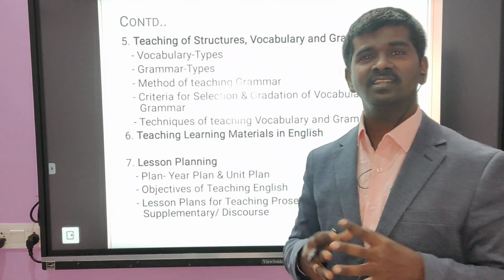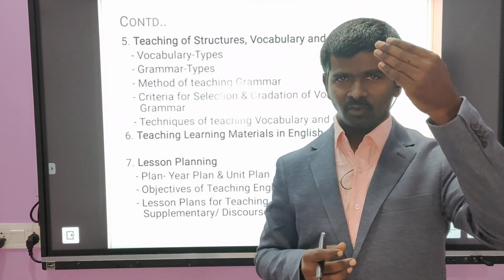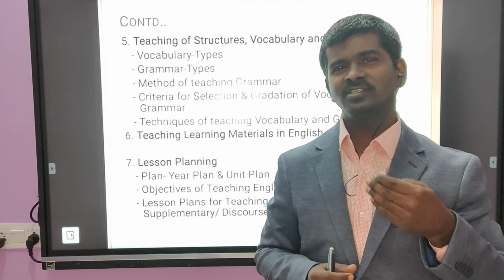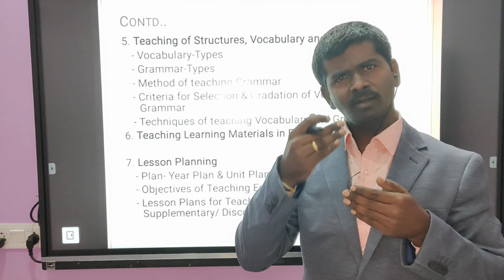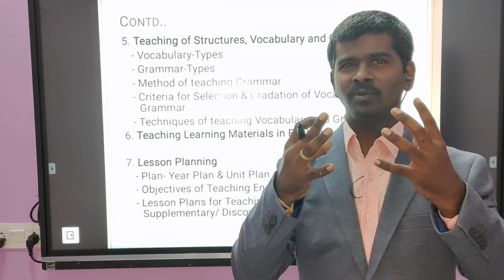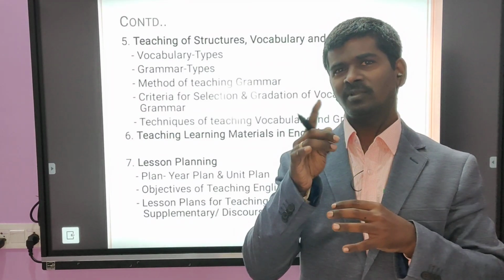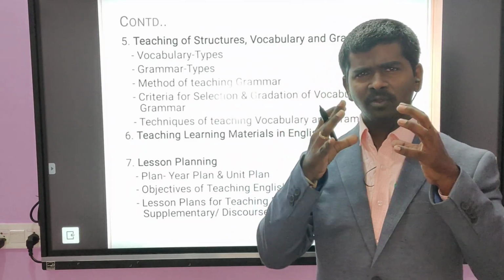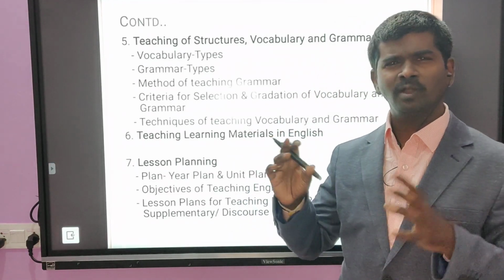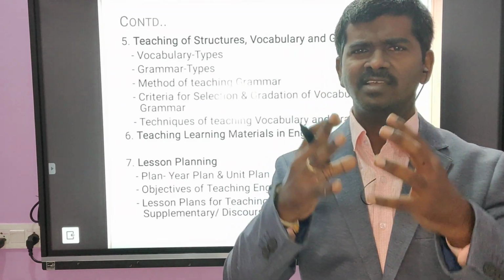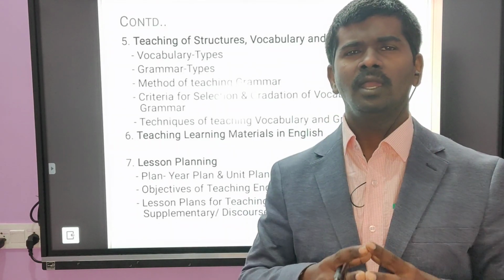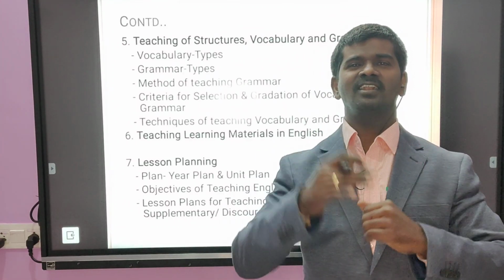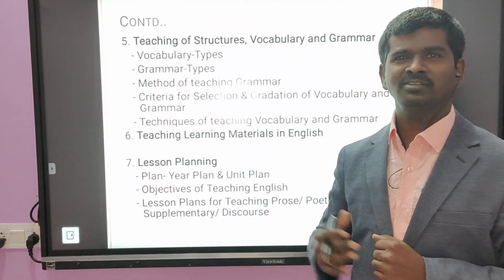Next, what is the criteria for selection and gradation of vocabulary? There are 8 principles: frequency, usefulness, teachability, learnability, structural value, regional value, universality. There are plenty of principles that we need to give priority to, and gradation: simple to complex, known to unknown, easy to difficult, concrete to abstract. We have plenty of principles when we talk about what techniques and strategies you as a teacher follow to improve vocabulary and grammar in children at the primary, upper primary and secondary level. That's what this chapter is all about.